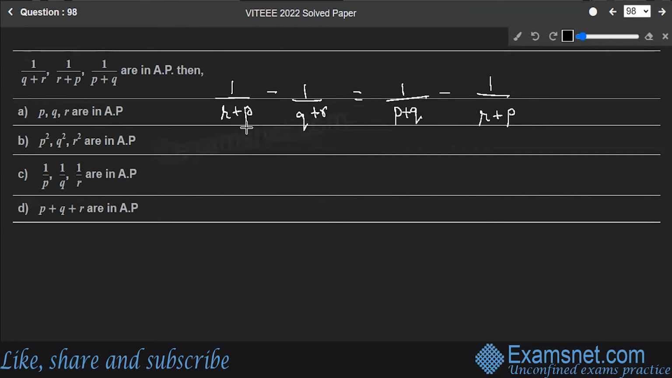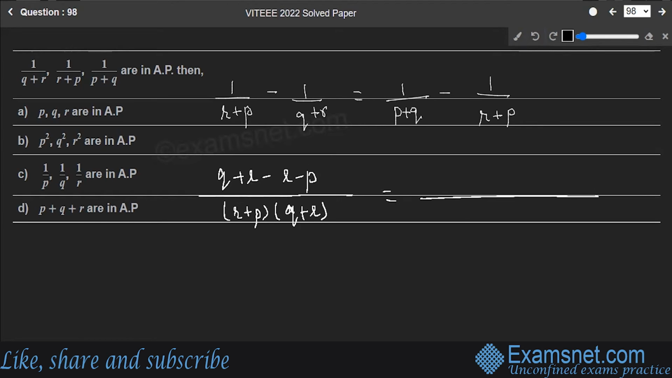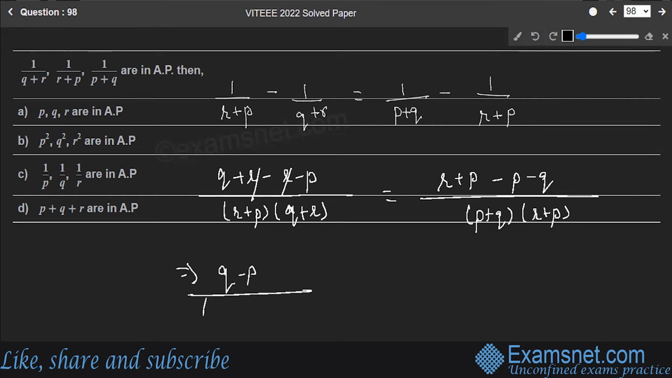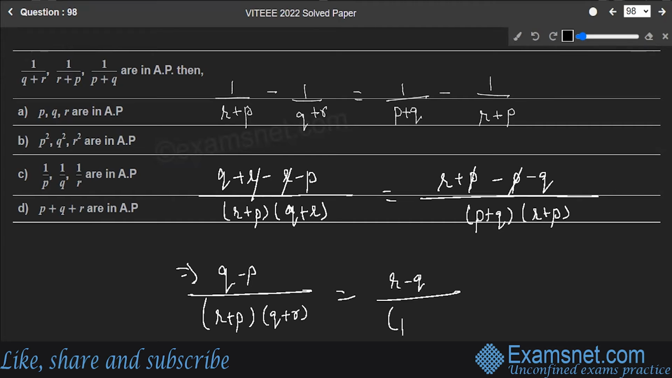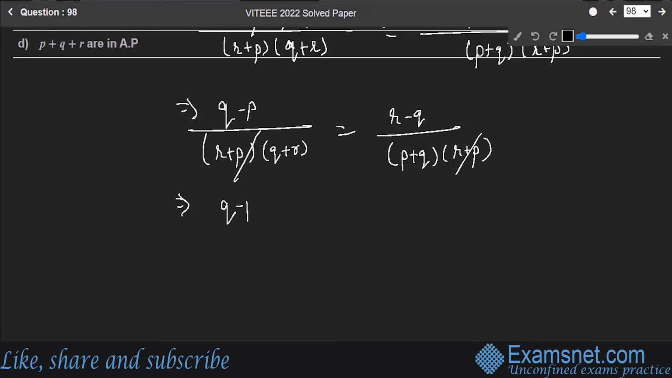Okay, so let's solve it further. Taking the LCM, this will be Q plus R minus P upon R plus P into Q plus R is equal to R plus P minus Q upon P plus Q into R plus P. Here the R will cancel and you have Q minus P upon R plus P into Q plus R is equal to, here the P will cancel, R minus Q upon P plus Q into R plus P. These two will cancel and you will have Q minus P into P plus Q is equal to R plus Q into R minus Q.